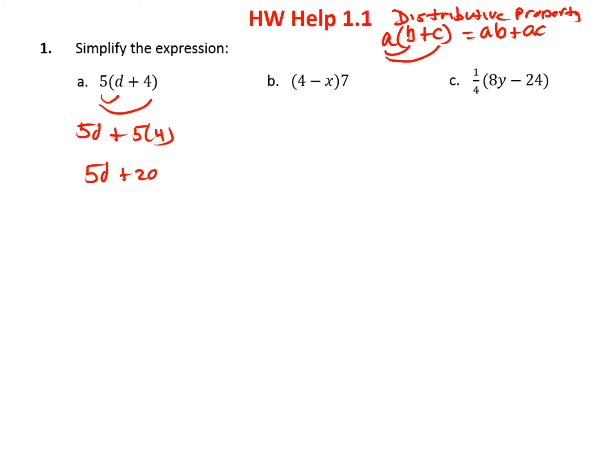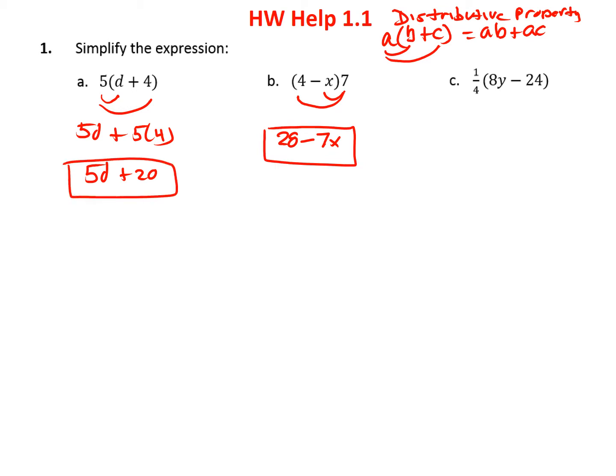Next one, notice all we did different on the second one was we have it in reverse order. We have this times 7, but I'm just going to do the same thing. I'm going to go 7 times 4, and that's 28. I'm going to put my subtraction sign down, and 7 times x. And that's my answer.